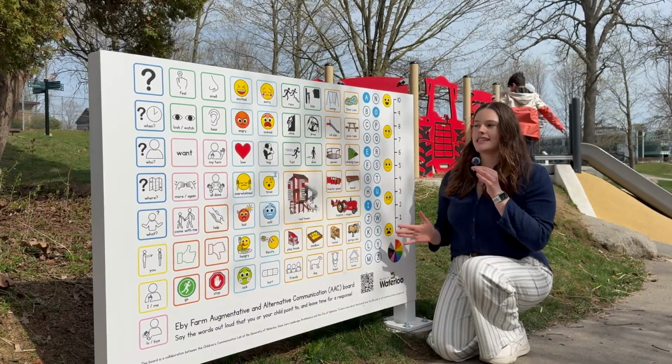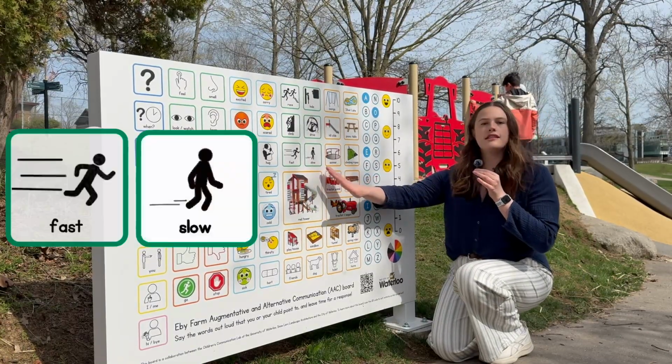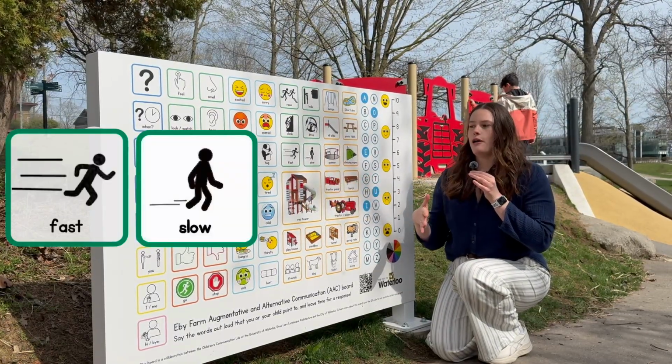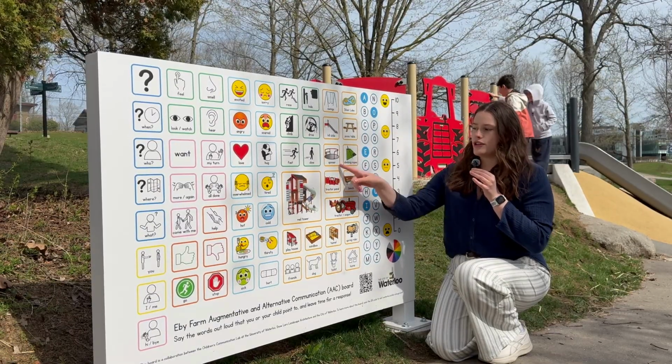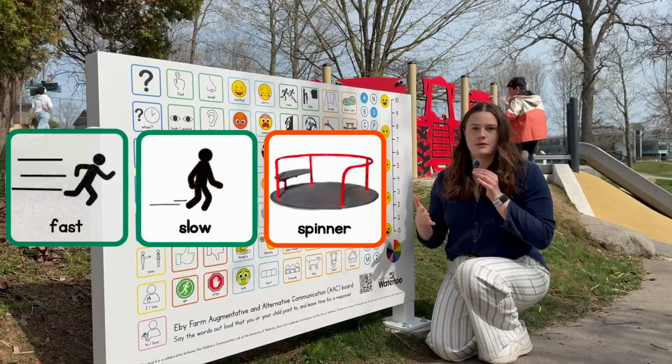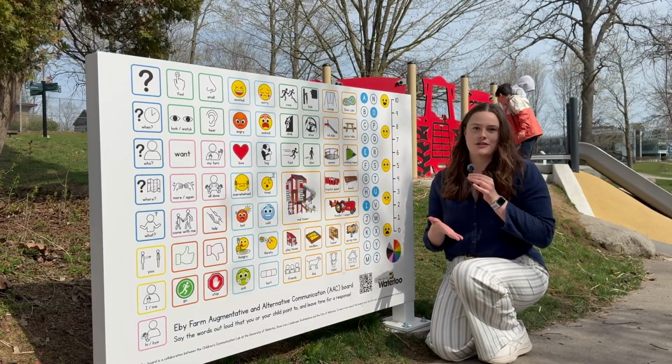We also placed conceptually related words close together. For example, fast and slow are side by side to help emphasize comprehension and easy navigation. And they're right next to the spinner symbol because we noticed that usually when children are talking about the spinner, they're talking about how fast or slow they want to go.